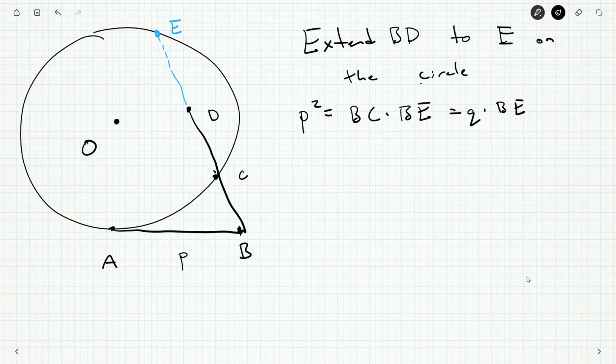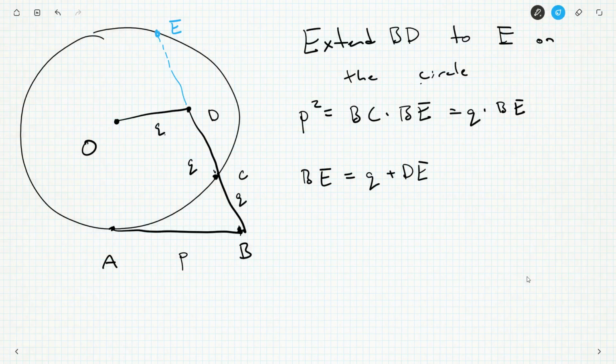But what's BE? So I got a Q here, Q here. If I knew what DE was, so BE is Q plus DE. So if I knew what DE is, I'd be all set. How can I figure out what DE is? Well, the problem is I don't know a whole lot about D, although I do know D to O is Q.